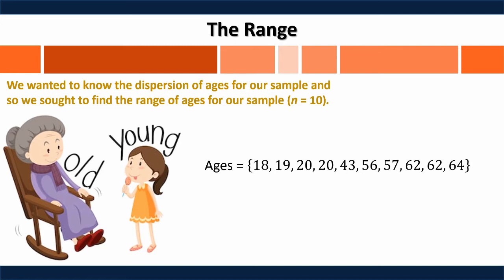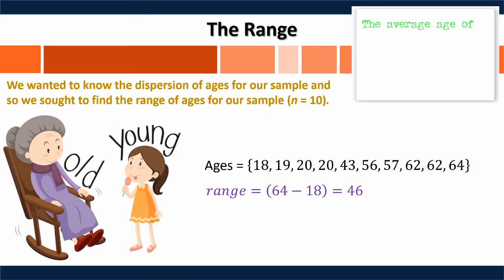Recall the definition of range that I just mentioned. Range is calculated simply by taking the largest value, which in this data set is 64, and subtracting it from the smallest value, which here is 18. Therefore, the range in this example is 46. The interpretation here is that the average age of the sample was 42.1 years old with a range of 46 years. You can see here that the range gives us a very basic idea of how spread out the ages are across our dataset.